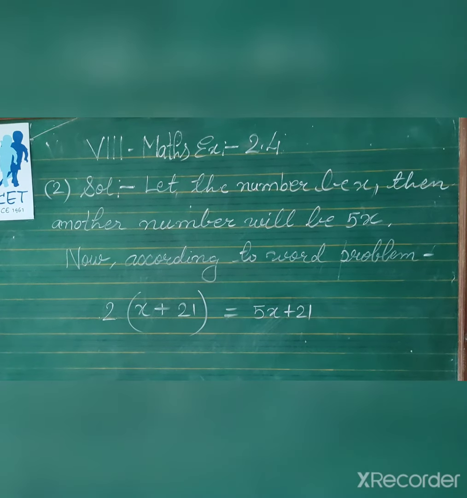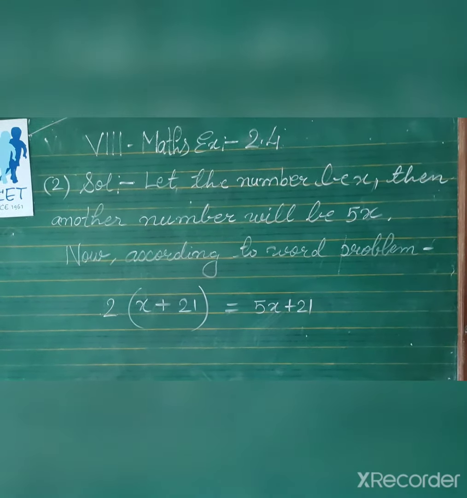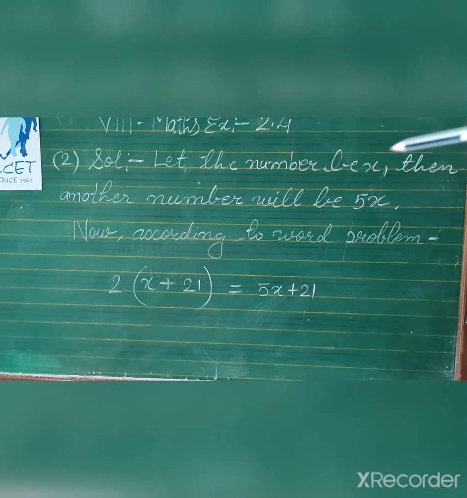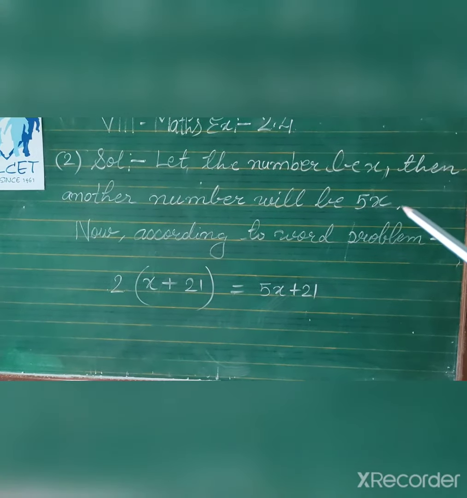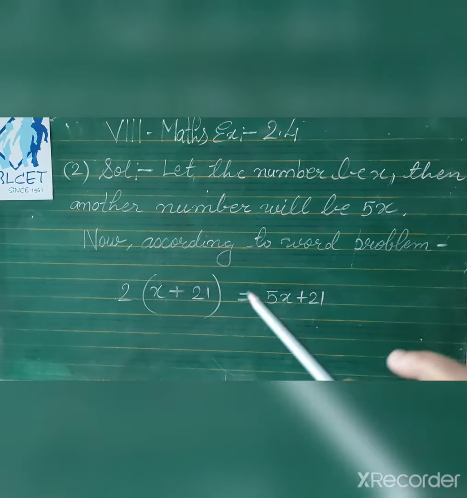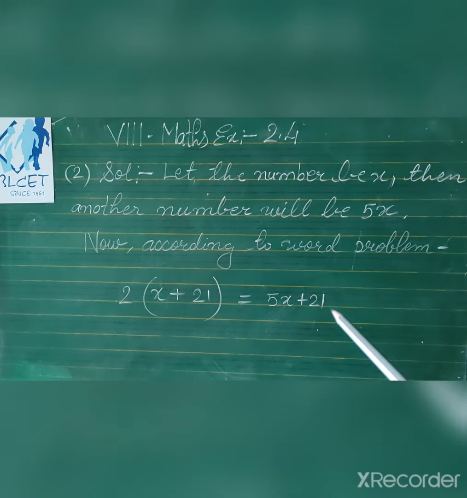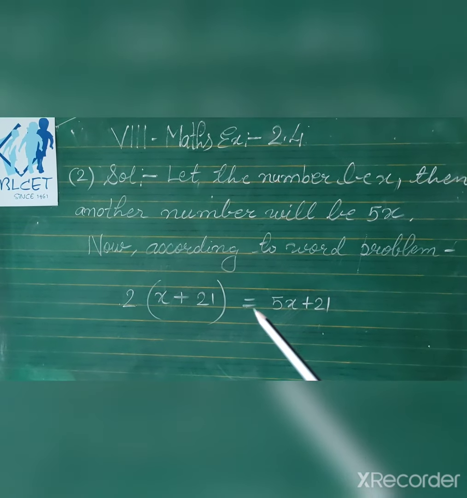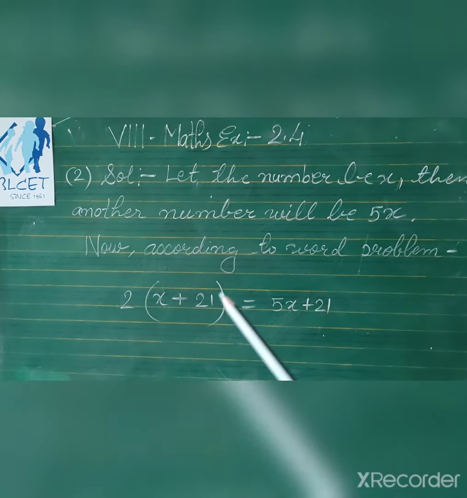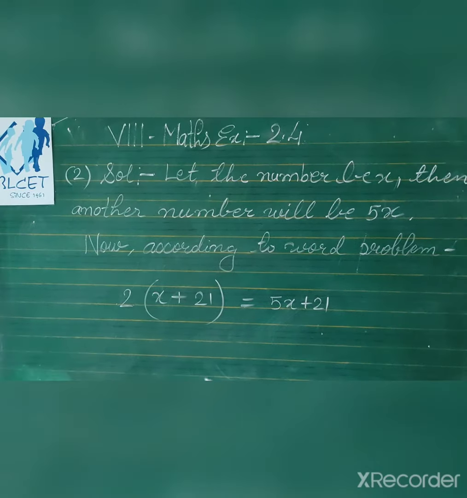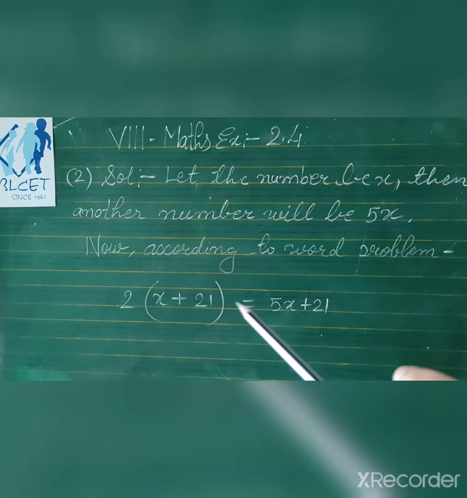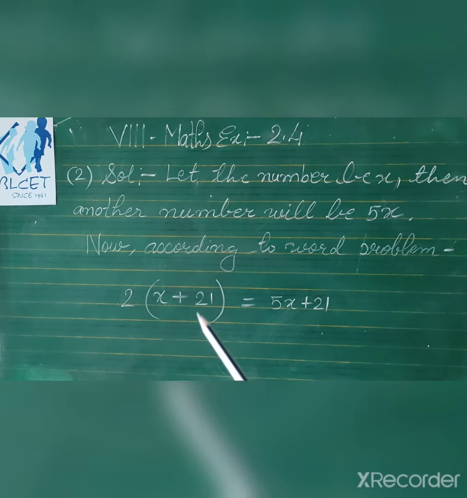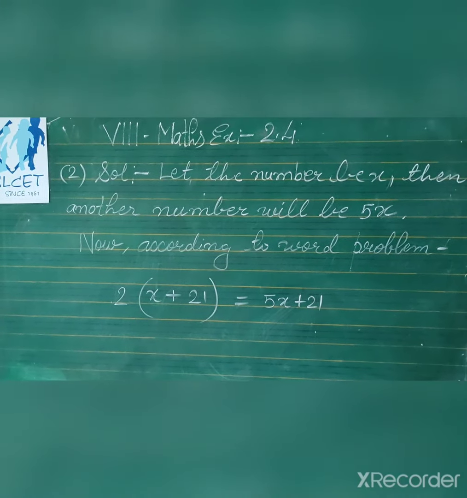So let us start the second question. Let the number be x, then another number will be 5x, 5 times. Now according to the word problem, what? We will add 21 to both. So the new number is 21 added to the original number, and the other is 21 added to the original number. So the new number will be twice the other. So we want to put an equal sign, so we will multiply 2 by the number after adding 21. So the next step will be 2x plus 42, 21 into 2, and then you can solve and find the value of x.